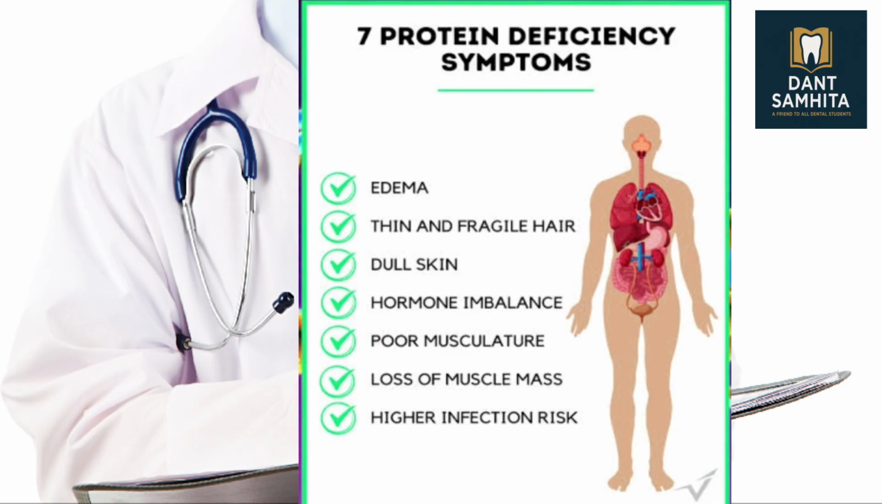You know it happens because of dehydration, congestive heart failure, or cirrhosis of liver. But what are the signs that your albumin concentration or your globulin concentration has gone up or down? You will have edema, thin and fragile hair, dull skin, hormonal imbalance, poor musculature, loss of muscle mass, and high infection risk. These are the 7 points, and they are very, very important.